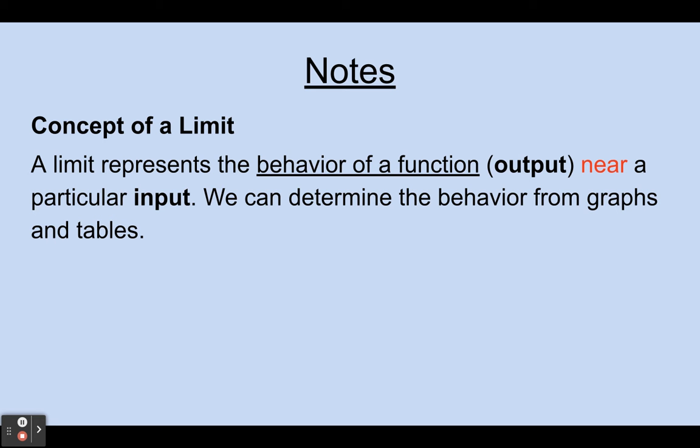So limits represent the behavior of a function. And remember, the behavior of the function is the output of the function. That's the behavior we're talking about, near a particular input. So limits are all about, give me an input and I'll find what the output behaves like. All right, so we can determine limits or behaviors from graphs and tables, and we're going to do both here in a second.